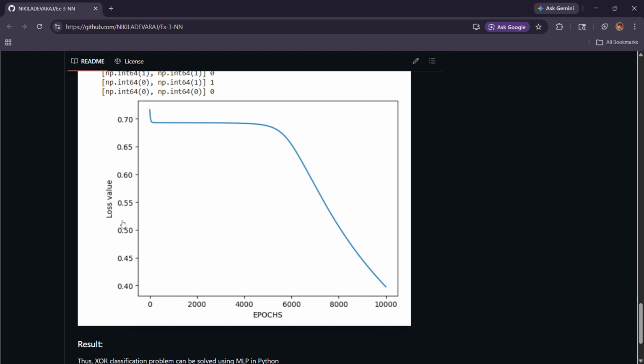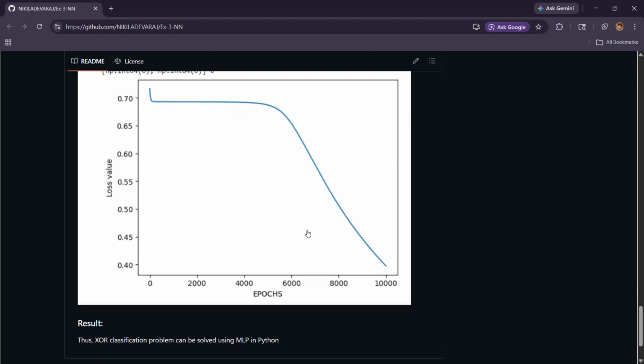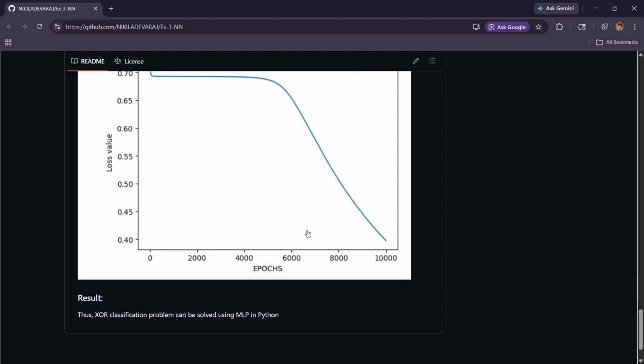In conclusion, this program demonstrates how a multi-layer perceptron neural network can solve the XOR problem using forward propagation and backward propagation. It also shows how a neural network learns patterns by adjusting weights during training.